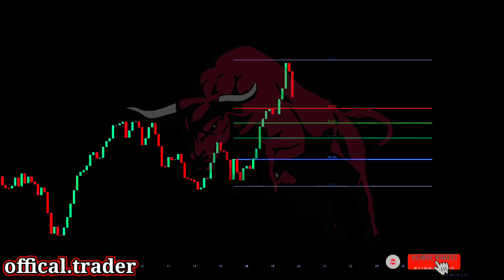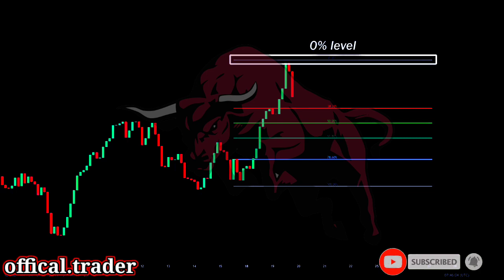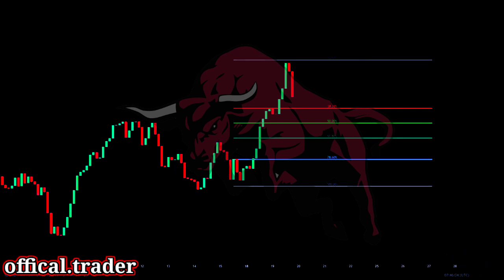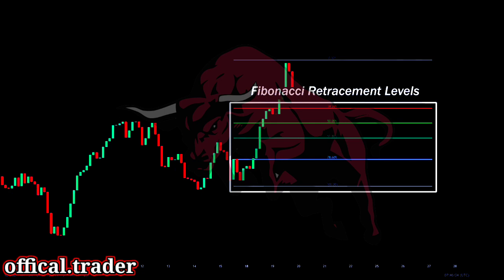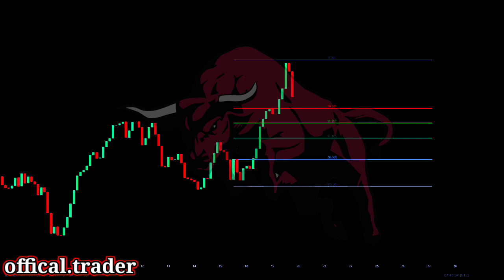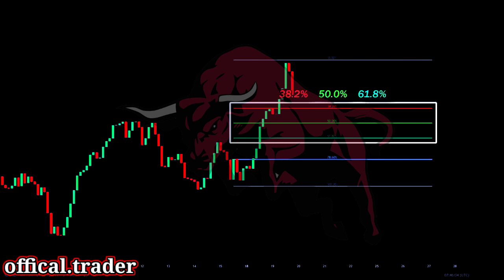So starting from the top, you have your 0% level, which is basically your starting level. And below that 0% level are your Fibonacci retracement levels, which are levels where the price may pull back into. Now, the most common levels where the price may pull back into are these three levels: 38.2%, 50%, and 61.8%. These three levels are called the golden zone.